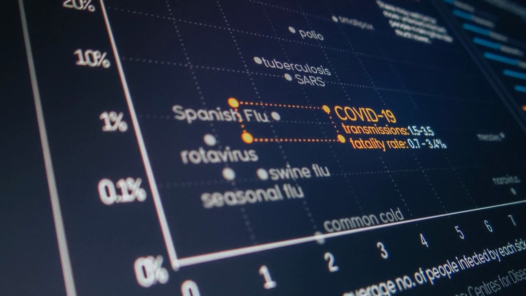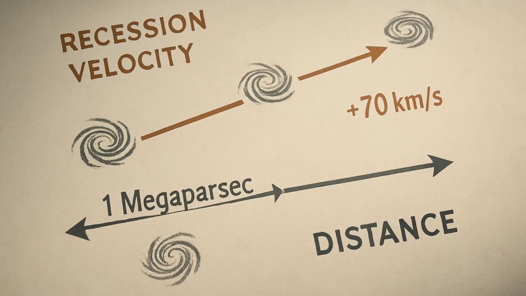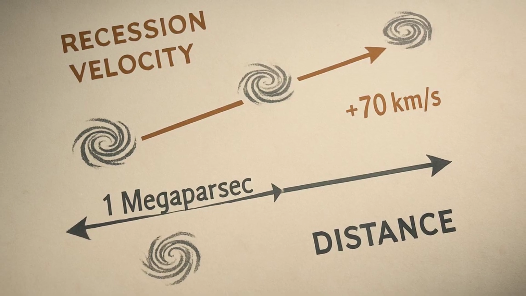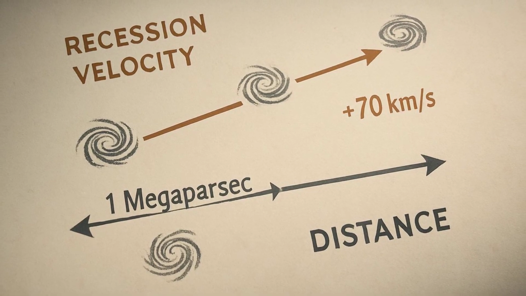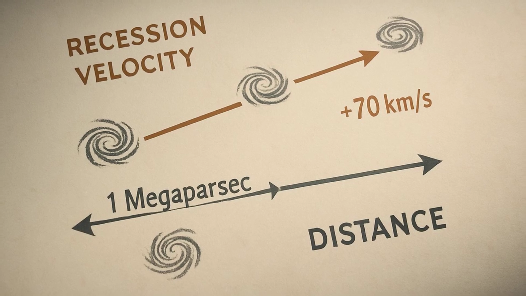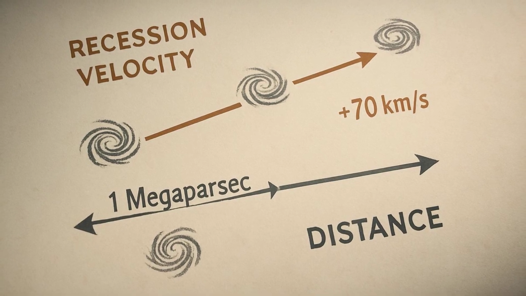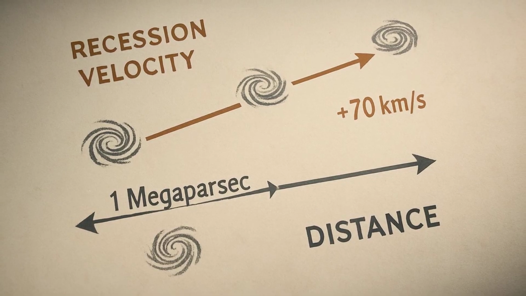H0 is usually given in kilometers per second per megaparsec. In plain language, it tells us how much faster galaxies appear to recede for each extra megaparsec of distance. A higher H0 means the universe is expanding faster today. A lower H0 means it is expanding more slowly.